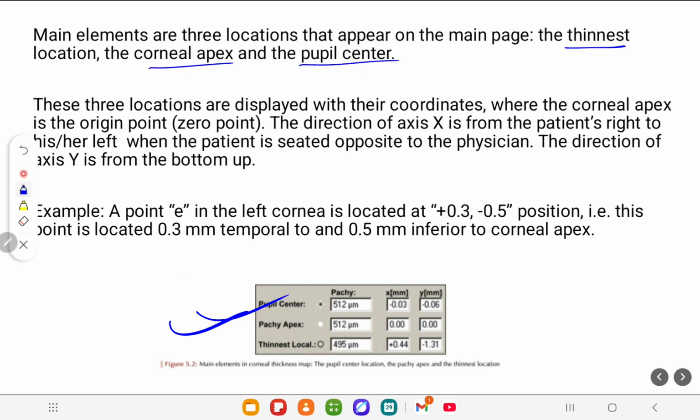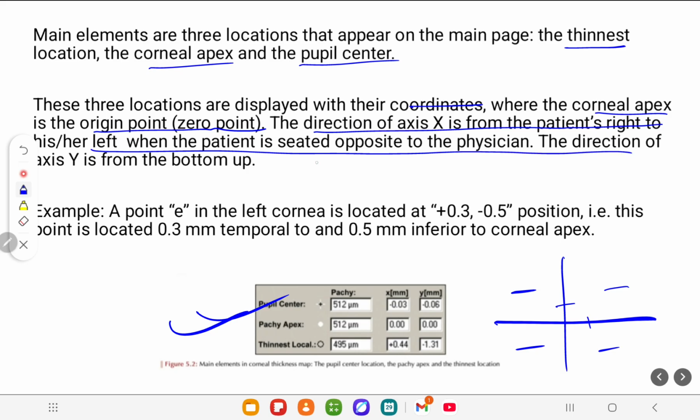Okay, these three locations are displayed with the coordinates. Coordinates means this is the coordinate, isn't it? This is plus plus coordinates, plus minus coordinates, minus minus coordinates, minus plus coordinates. We know that coordinate system, isn't it? So there are three coordinates and the apex. The origin is 0, which is definitely a point, and from the x-axis to the right, this is basically this. Okay, it's very similar.